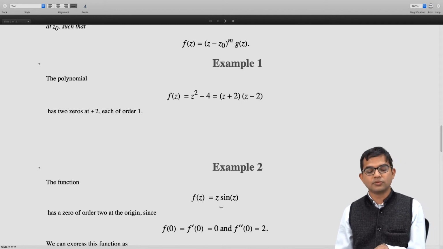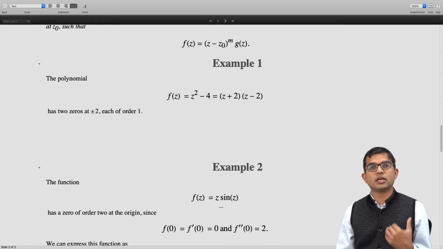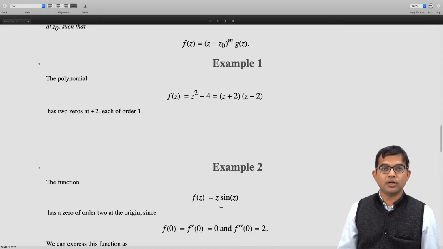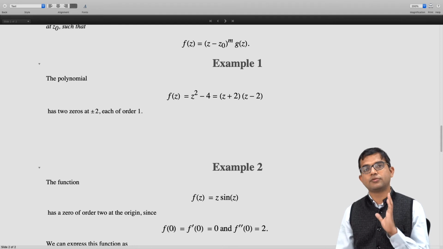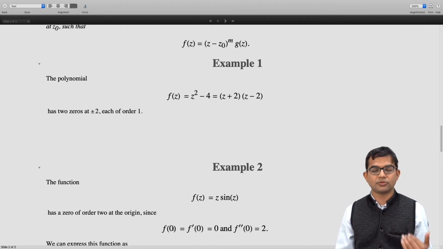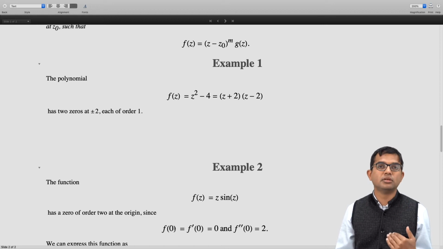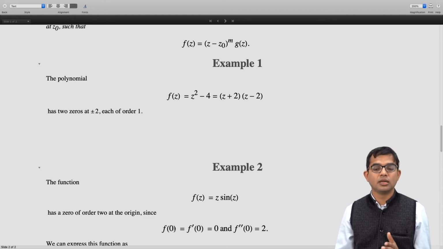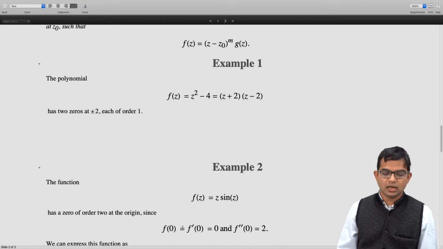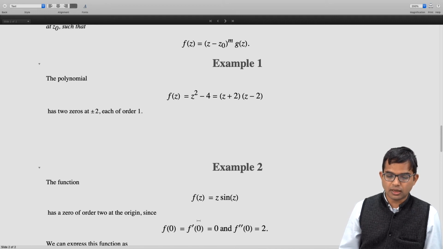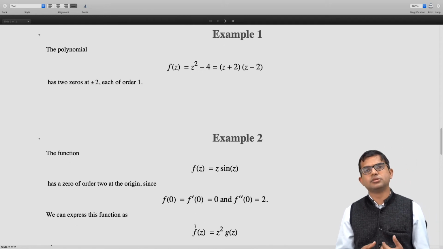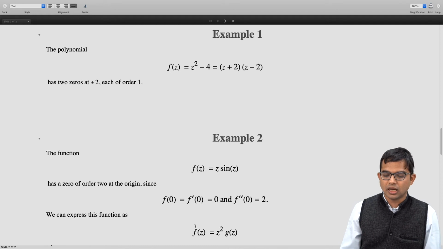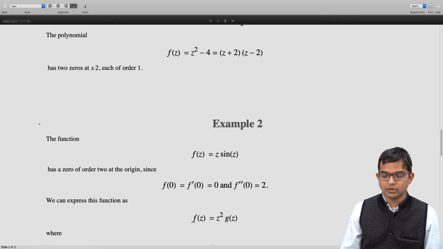So another way to think of this is to just find the value of the function and find the value of the derivative at that point. So f of 0 is 0, f prime of 0 is also 0, but f double prime of 0 is non-zero. So find the first derivative at that point which is non-zero, and that will be the order of the zero plus 1, right? So that's also another way of arriving at the same answer for the order of a zero. So we can express this function as f of z equal to z squared times g of z, but you have to be careful about how you define this g of z, right?